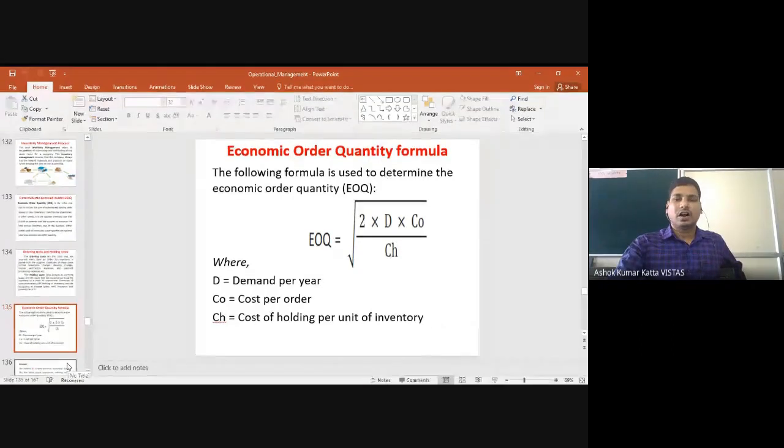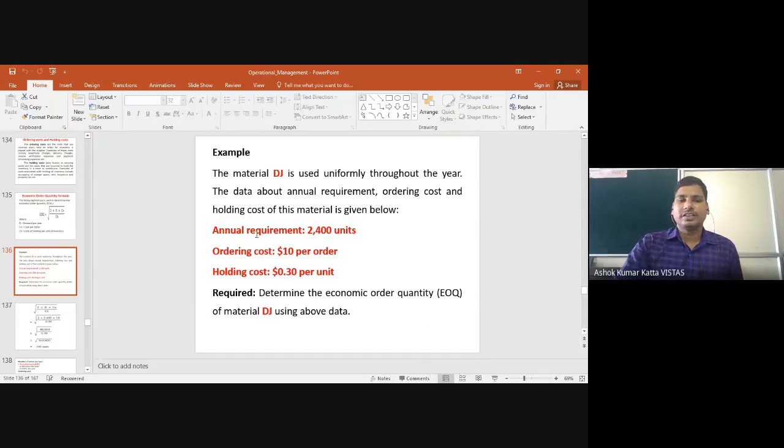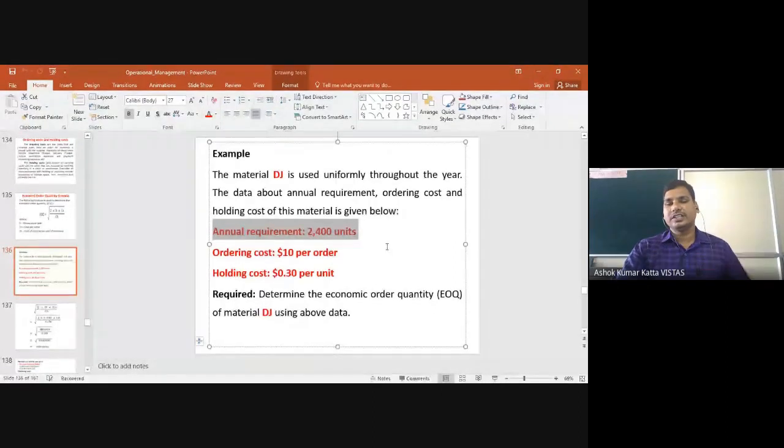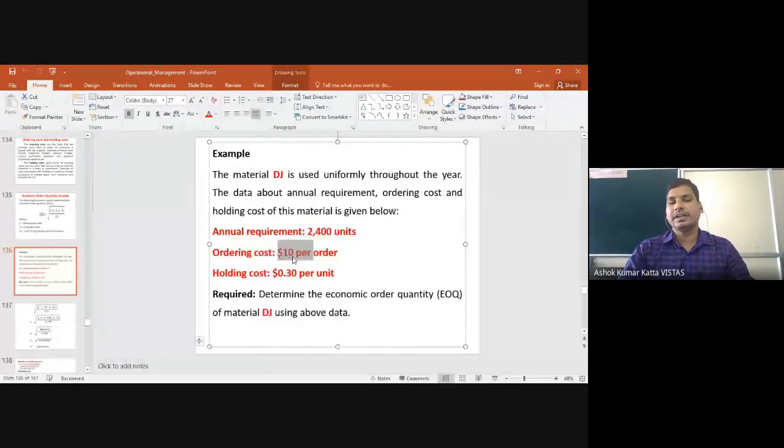Now, after knowing this formula, we'll see example one. There is a company called DJ company, and this company is manufacturing some sort of products. The problem says 2,400 units is the annual demand for them. For ordering they are spending $10. Sorry, for holding one unit they are spending $0.30.